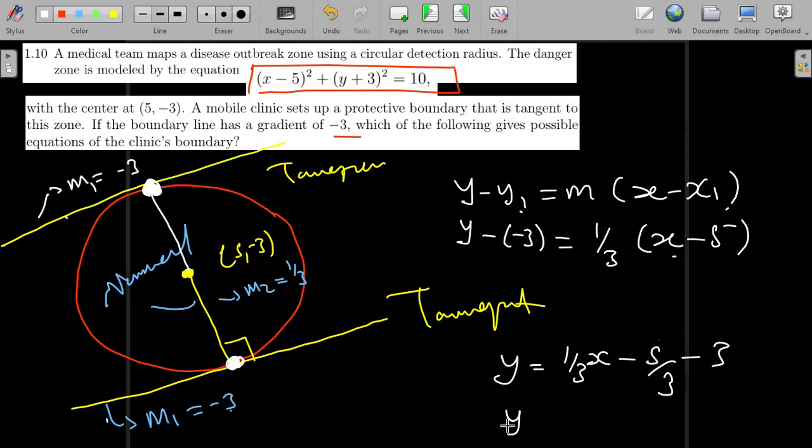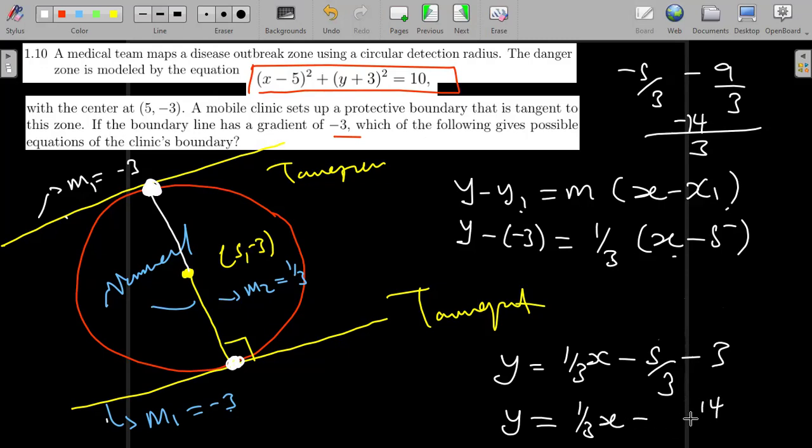Okay, so we can add those. So we can add this part here, or we can subtract it. But since same sign, we can add it. So minus 5 over 3. Okay, we can also make this to have a denominator of 3. So it will just be 9 over 3. So this will be minus 14 over 3. So it will be 1 over 3 x minus 14 over 3. So this is the equation of this normal line here.